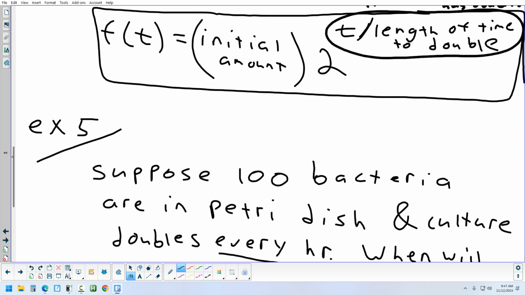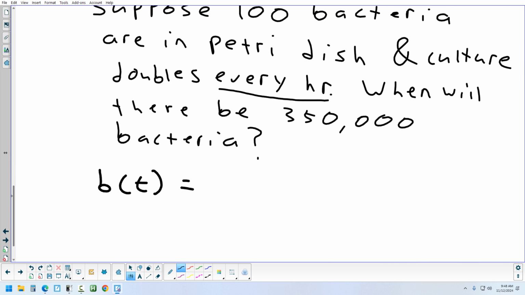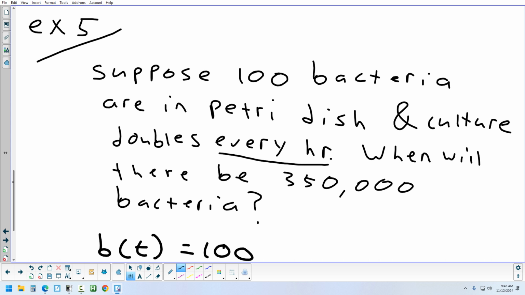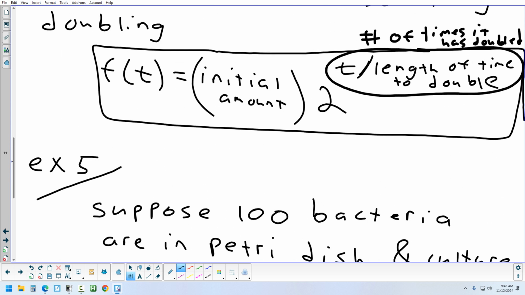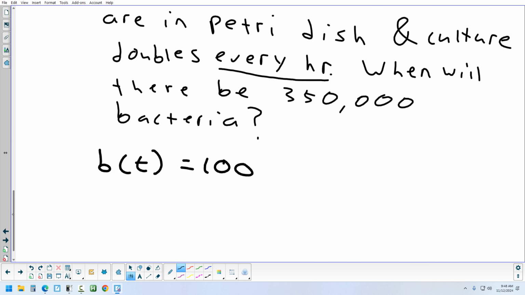Look up there. Yeah? Initial is 100. Initial amount, so you start with that. Okay. What's going to come right after the initial amount? Yep. 2, because this problem is about something doubling. Doubling is a growth rate of 100%. So the quick way to just remember, it's a 2 when you're doubling.